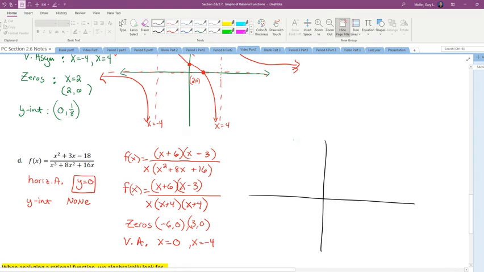Okay, vertical at negative 4. Vertical at 0. Okay, did that. Horizontal at 0. And again, for what we talked about in the last problem, I don't really like it when my horizontal is 0 because often I don't have enough information just to figure it out. And zeros, negative 6. So that's out here. And negative 4. Nope, 3, excuse me.